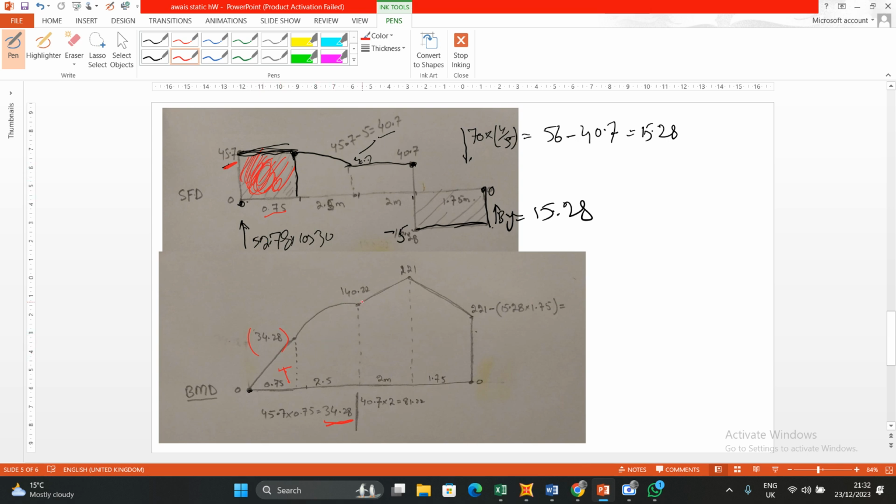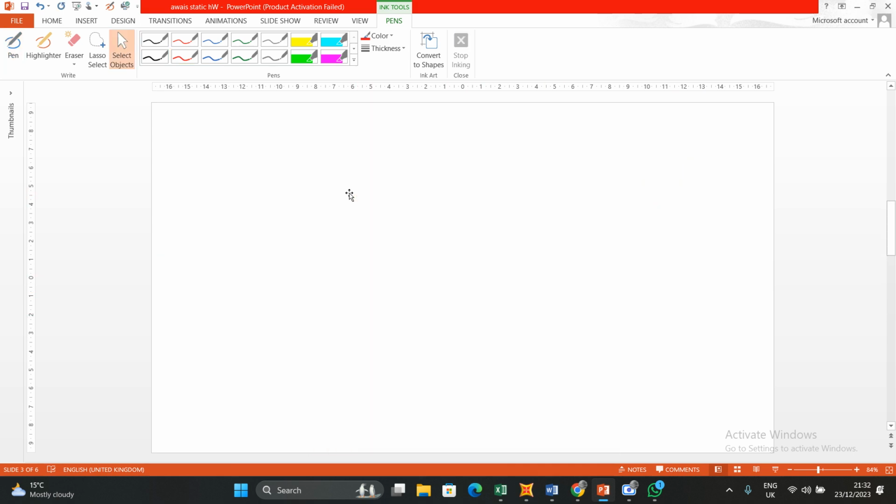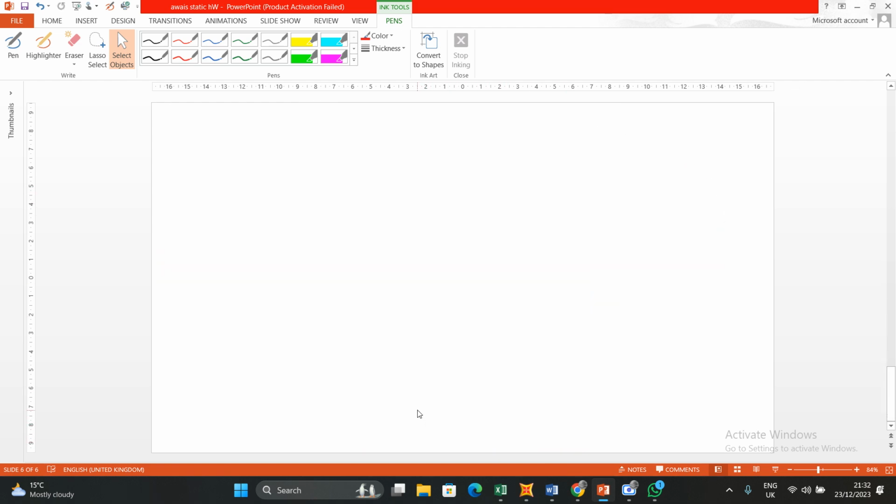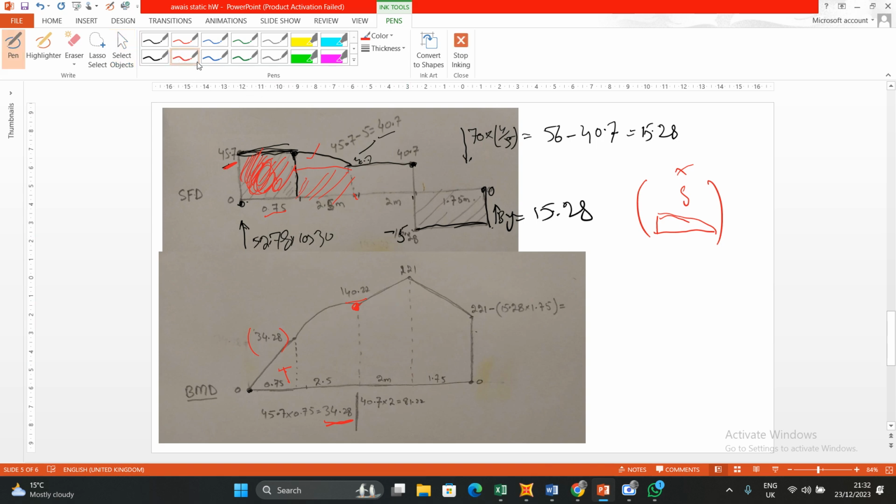What's next? We cut already before, and we found 140.22 at this point. I can't find this area by a simple rule. How to find this area needs integration and other stuff, so I can't do this. So for that purpose, I cut the beam here. In the before slide you can see here, and I find the moment 140.